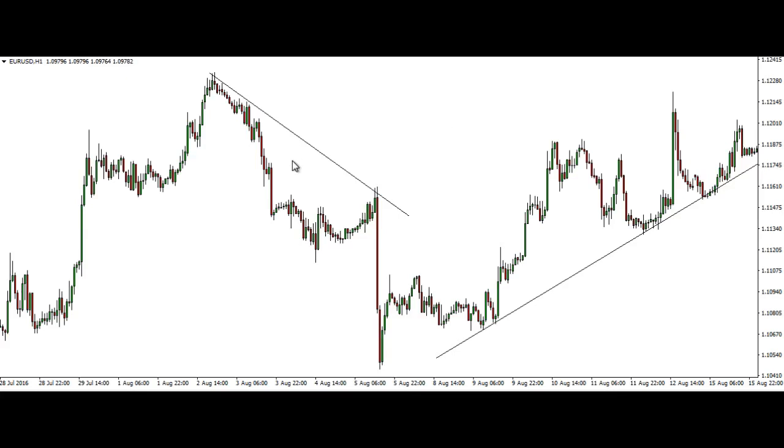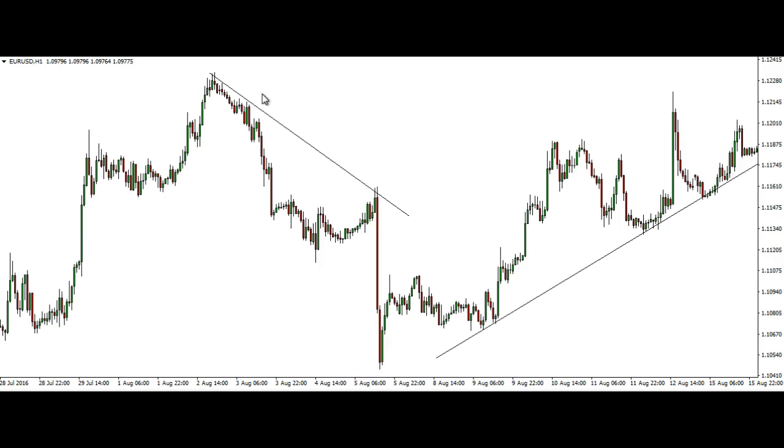So first, the most basic thing, there can exist either a resistance trend line like this one or a support trend line like this one. Basically, a resistance trend line provides a resistance into the market, so a point where traders will sell, and a support trend line provides support, which are points where traders will buy.